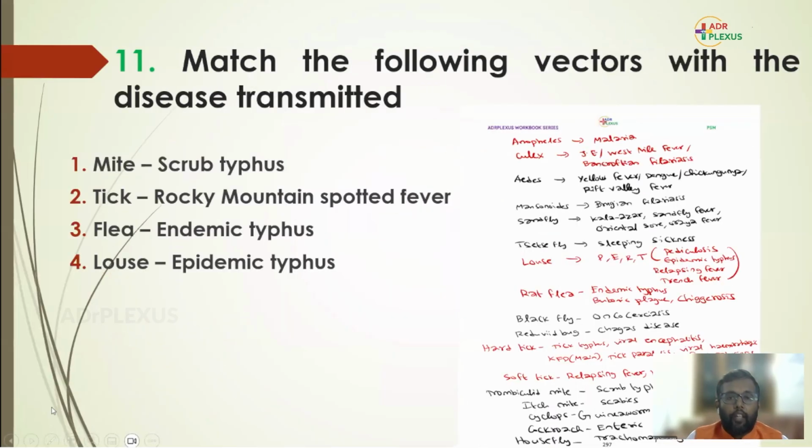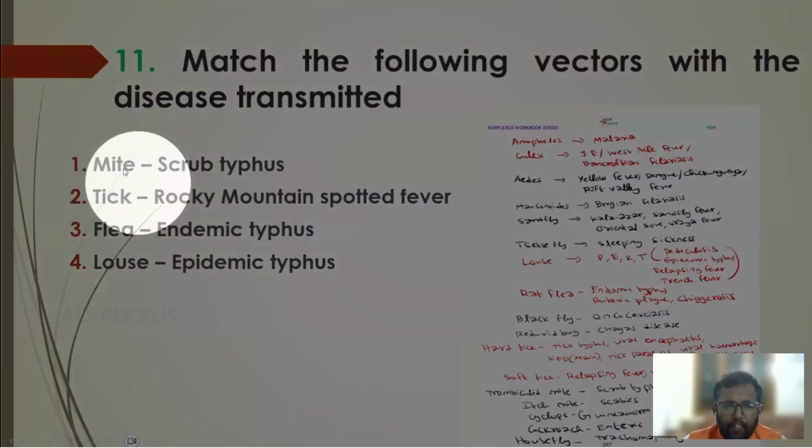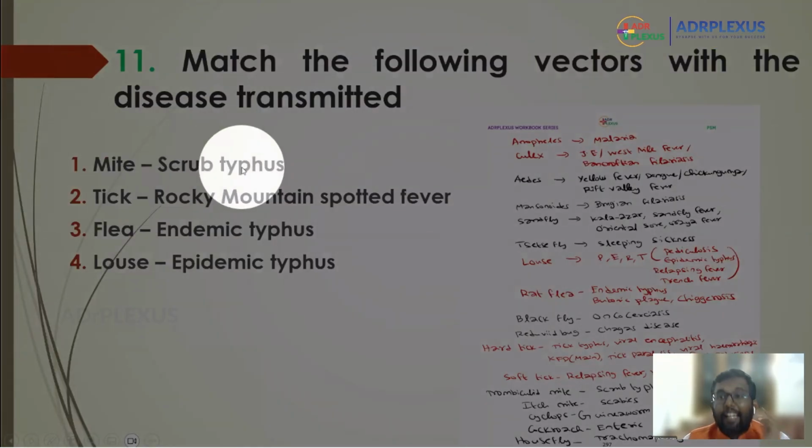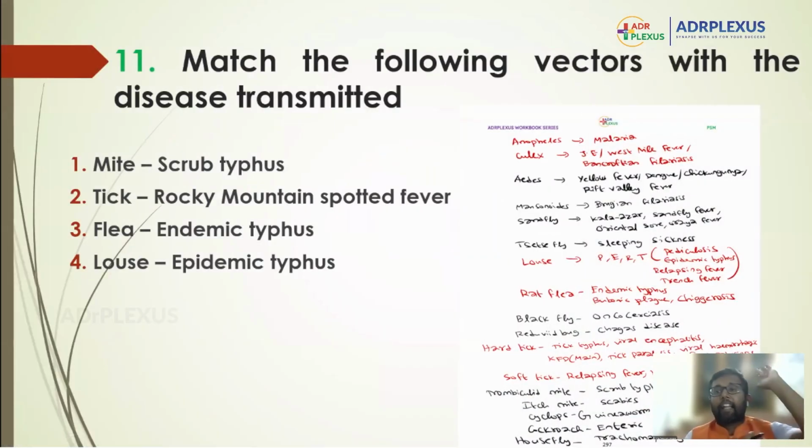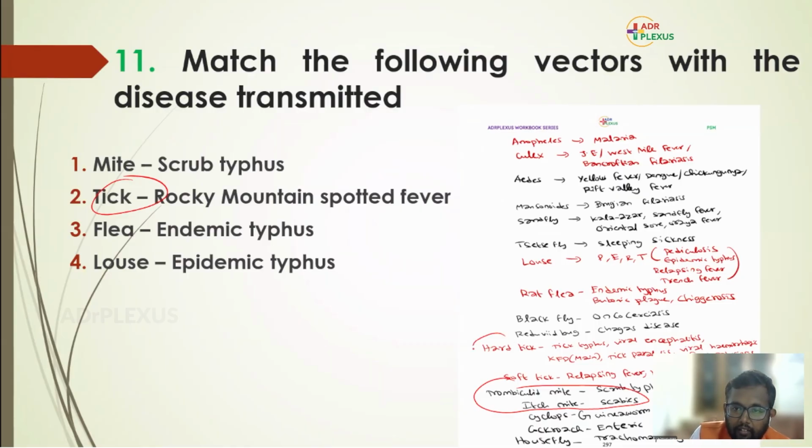So match the following vectors with the diseases transmitted. So this also we have discussed so many times. Mite: trombiculid mite, scrub typhus, mainly in the axillary region or in the flexural areas, you can get trombiculid mite, scrub typhus. Then tick. So we have hard tick, and we also have soft tick.